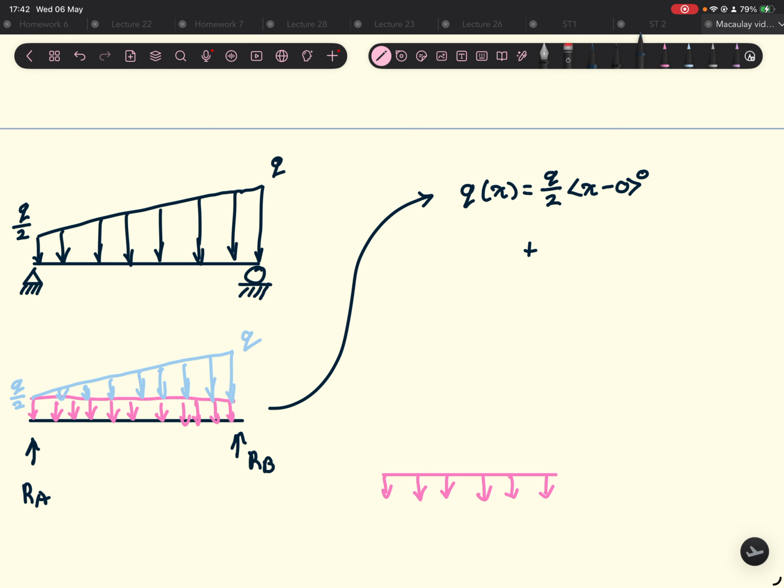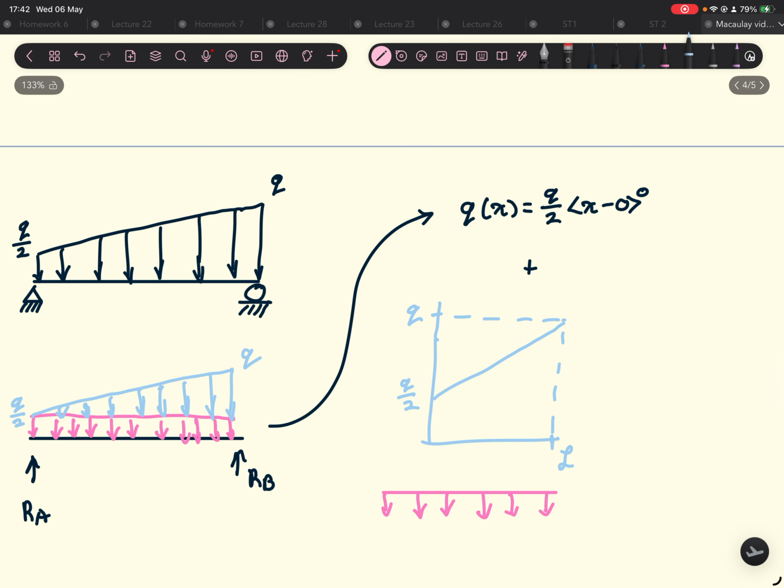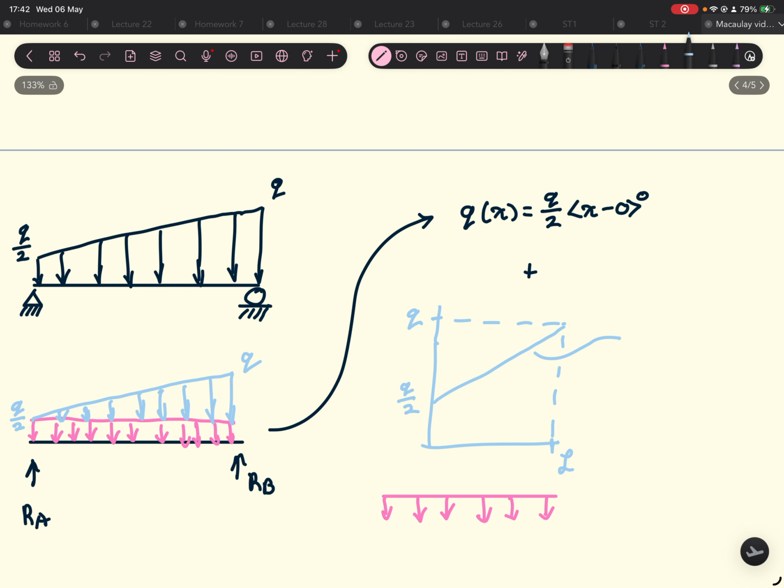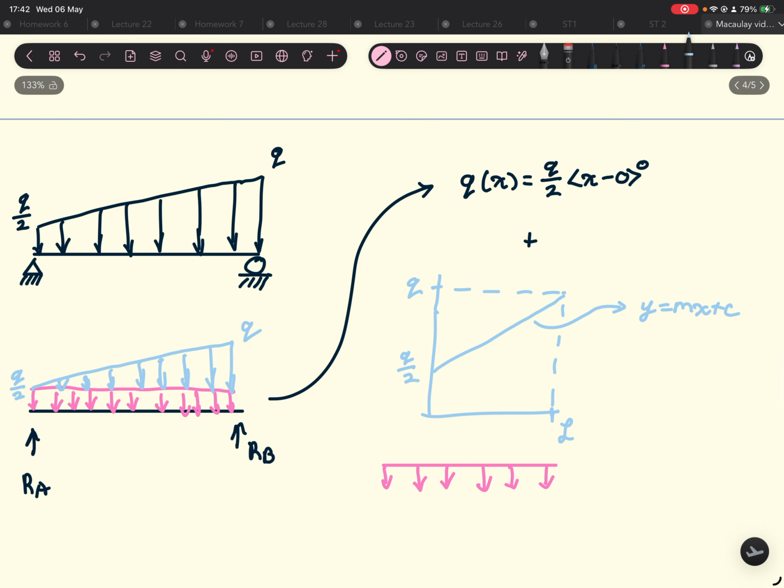The triangular portion, if you think about it, is just a straight line, right? So if I were to graph it out, it's just a straight line, kind of like that. It starts from Q over 2, and then it ends at Q, and it continues for a length L, right? Now if you wanted to get the equation of this line, you'd do y is equal to mx plus c, right? Cool, then you solve.